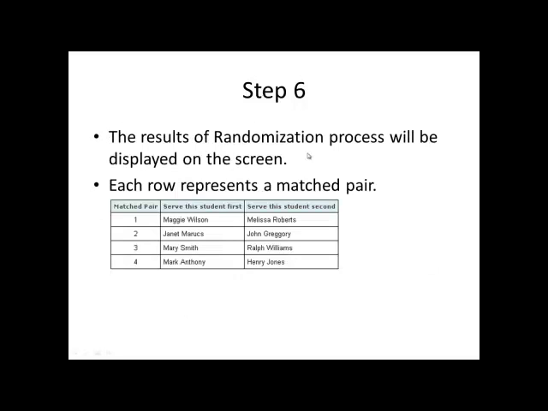So after the randomize button is clicked and the website goes through its process of placing the students in the matched pairs, the results will be shown on the screen, as in the example below. Each row represents a matched pair. So for example, matched pair number 1 is Maggie Wilson and Melissa Roberts. Matched pair number 2 is Janet Marcus and John Gregory.